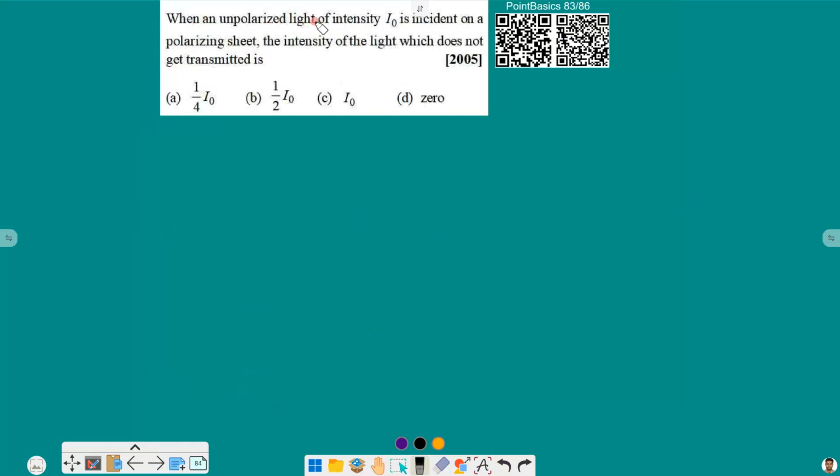Now, when an unpolarized light of intensity I naught is incident on a polarizing sheet, what is the intensity of light which does not get transmitted? So, when it strikes the polarizing sheet, the part which is perpendicular to the polarizer's angle of polarization will not be transmitted, and that will be exactly half, because half is along its direction and half is perpendicular. So, option B will be the right answer.